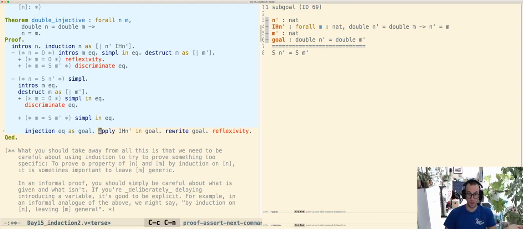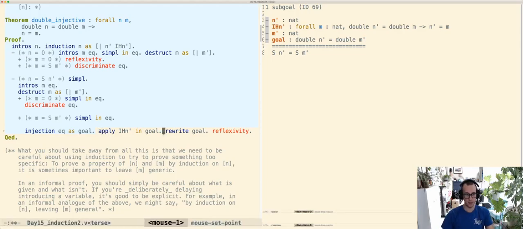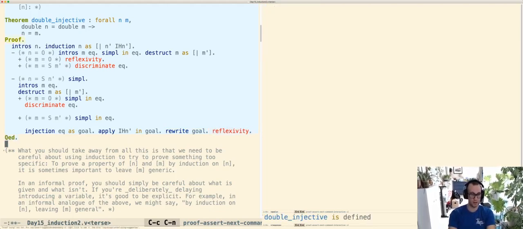Okay, now we can do more forward reasoning. IHN prime should now apply here, where we're going to instantiate this universally quantified m with m prime. You see how that unifies, right? This bit unifies here. This bit unifies here. Okay, so we apply it. Beautiful. We know n prime equals m prime. We can rewrite, reflexivity, and we are done.